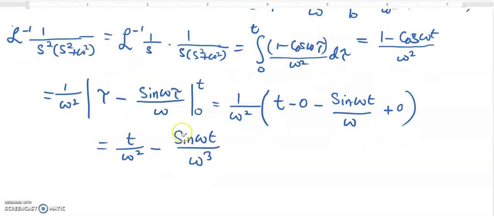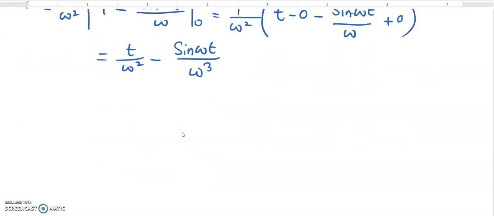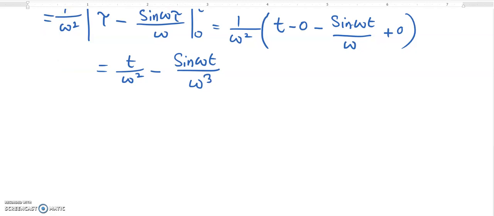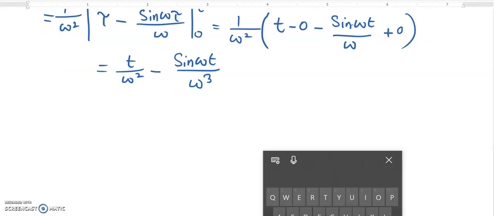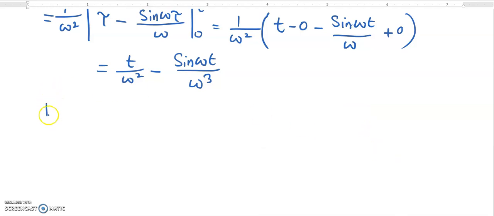Okay, so now let's solve one initial value problem with the help of Laplace transform. Initial value problem example.